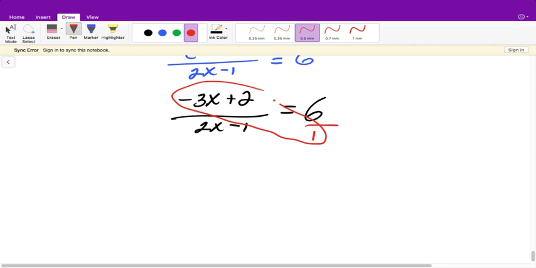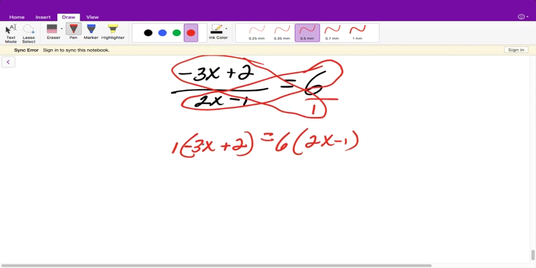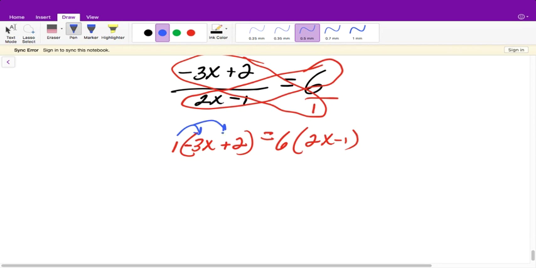So we can cross multiply. So 1 times negative 3x plus 2 is equal to 6 times 2x minus 1. We can then distribute this 1 in. It's just going to give us the exact same thing of negative 3x plus 2. We can distribute the 6 in, so it's 12x minus 6.